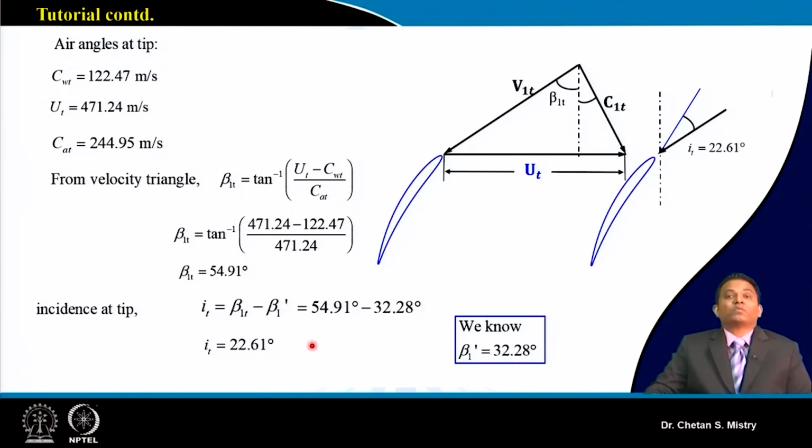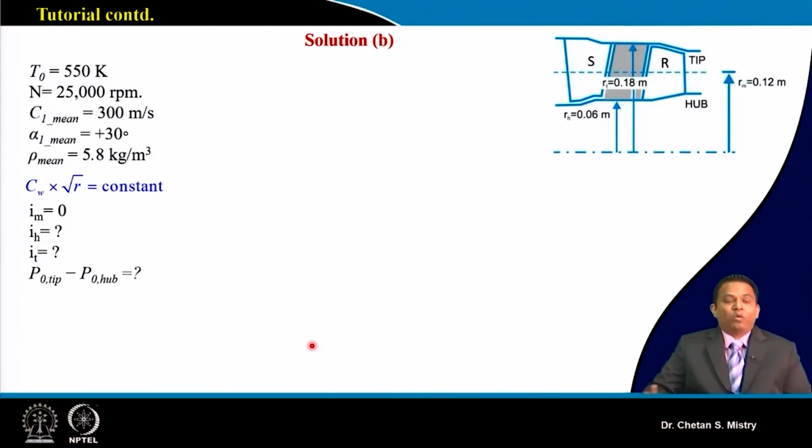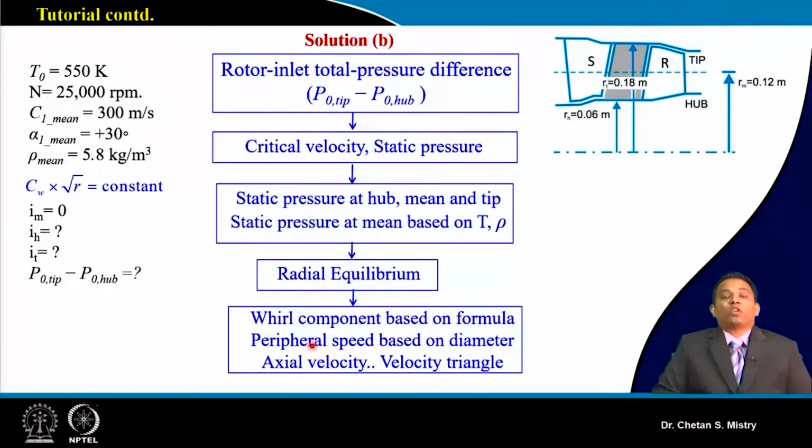So this gives us an idea about the variation of incidence angle at the hub and at the tip. Now the second part of this numerical, as we have discussed, is where we look for the variation of delta P0, that is, what is my P0 at the hub and what is my P0 at the tip.